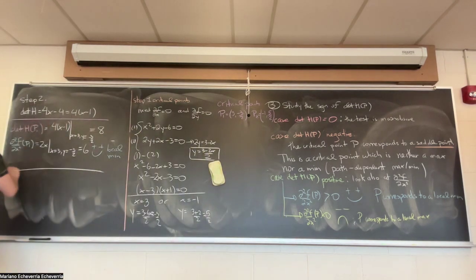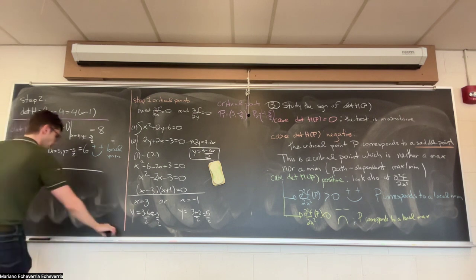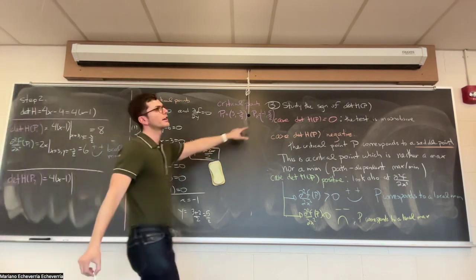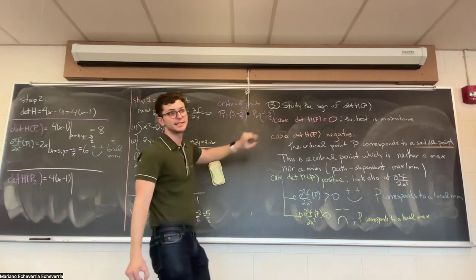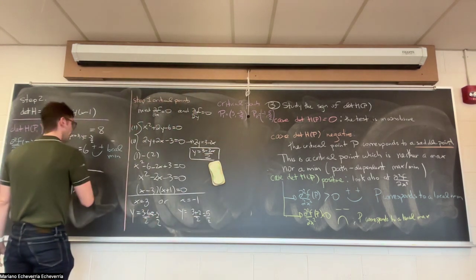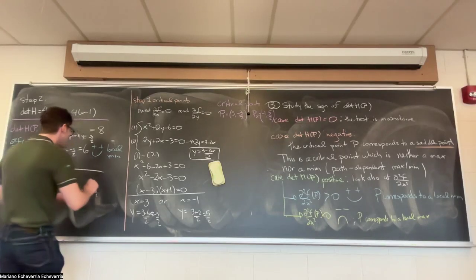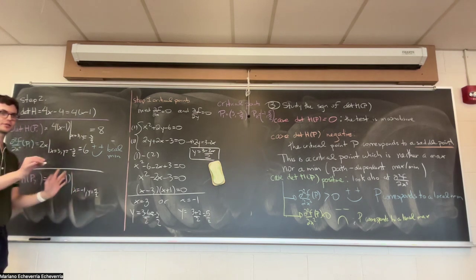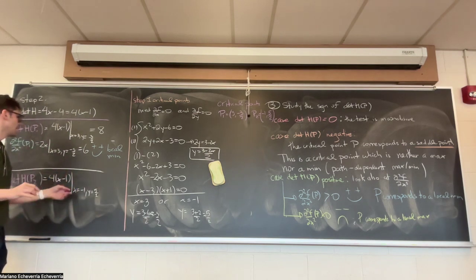What happens with the determinant at the second critical point? Well, that's 4x-1, right? The formula for the determinant is the same, but now we evaluate it at different values. So now x is -1 and y is 5/2. Again, the y value plays no role here, but in other functions it would, so it really is function dependent. And so when you put -1 here, you get -8, right?